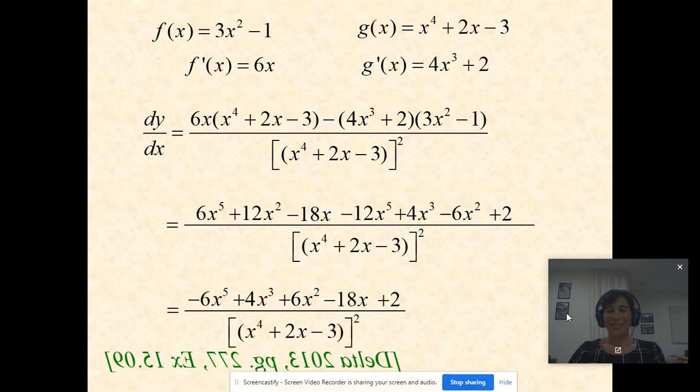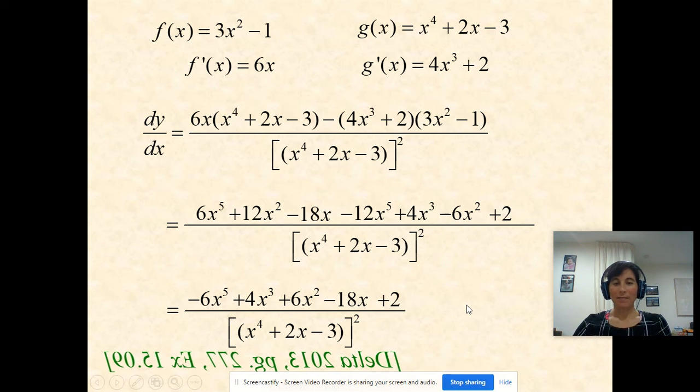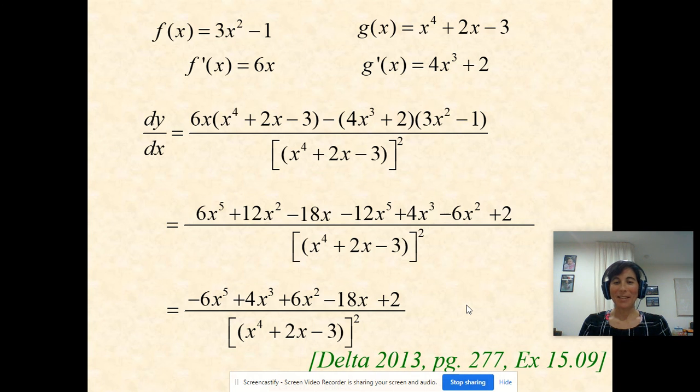Okay, so try these yourself. And that's going to be on page 277, exercise 15.09, and every second question will do.